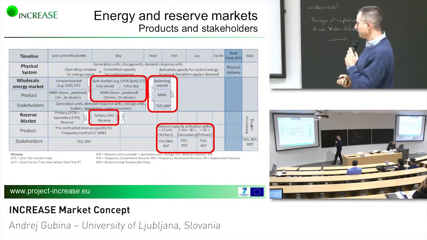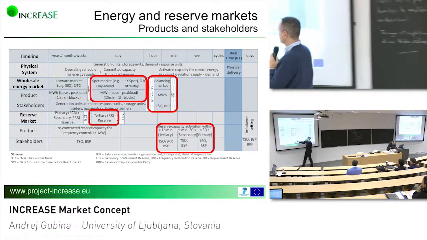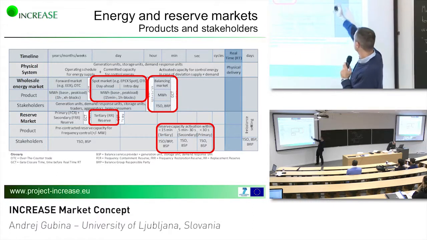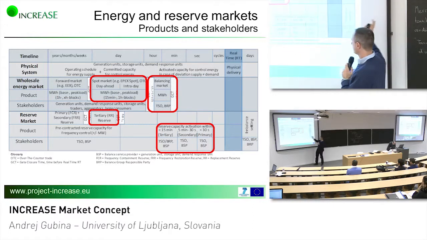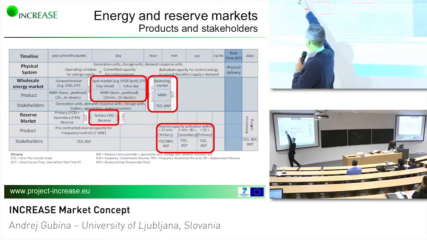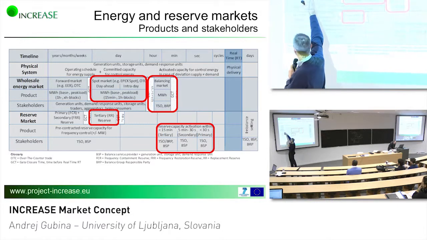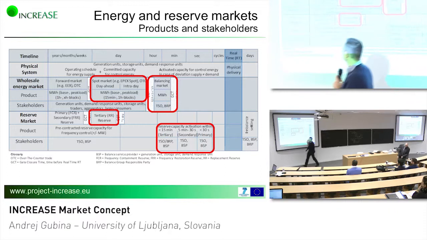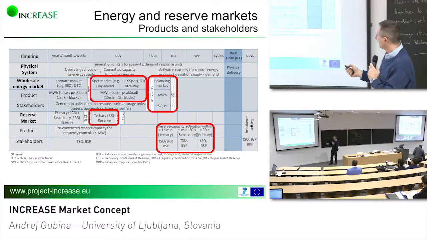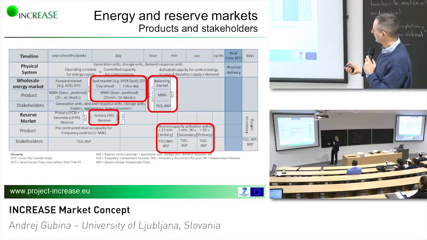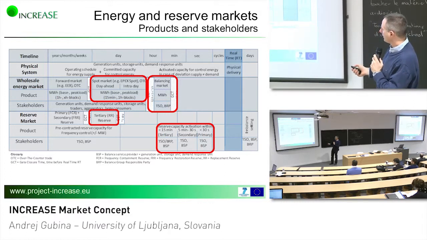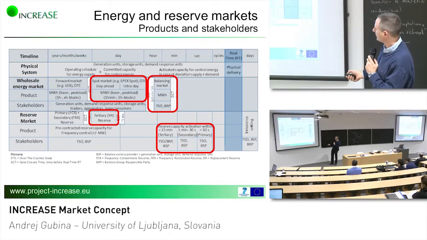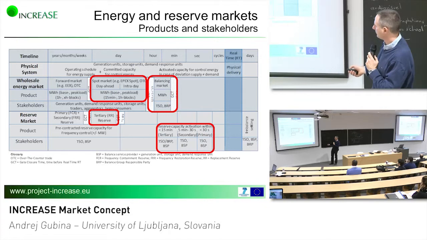These are the markets that we focus on. If we look at the timeline, years, months, weeks ahead, day, hour, minute, second cycles, here is real-time operation and then imbalance settlement. We look at the physical setting for the wholesale market, product stakeholders, and reserve market products and stakeholders. This is what we focus on: day ahead, spot market and intraday. We look at the balancing market and we look at tertiary reserve, which is more into weeks ahead.